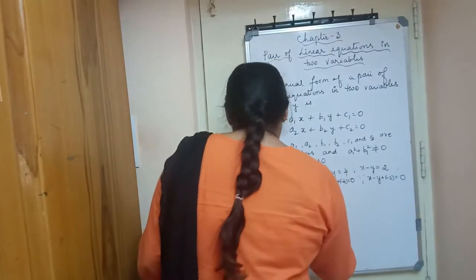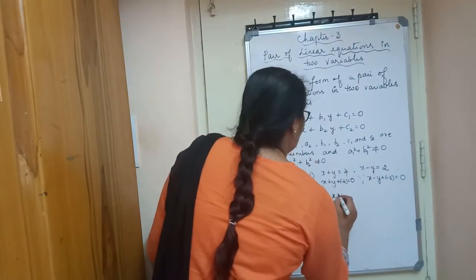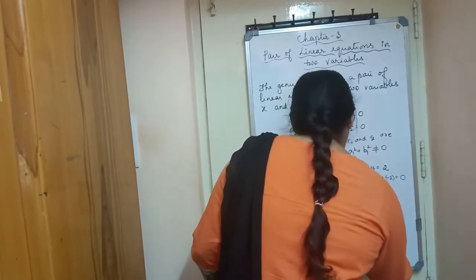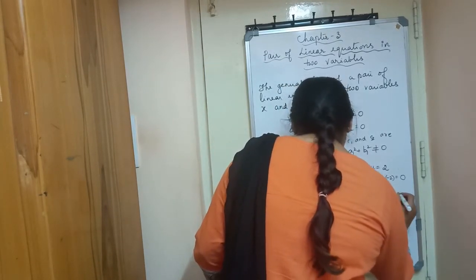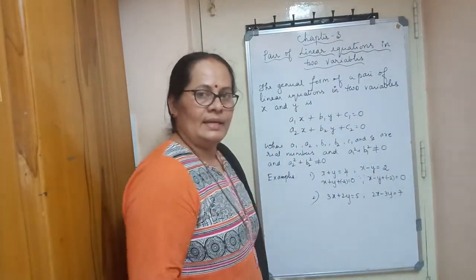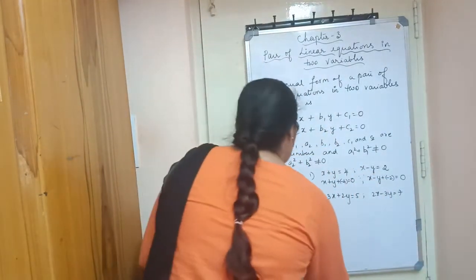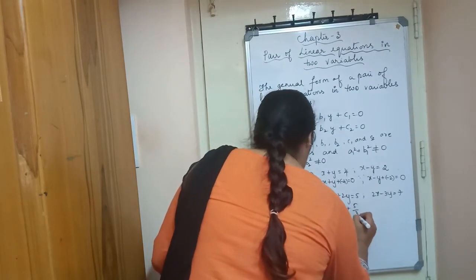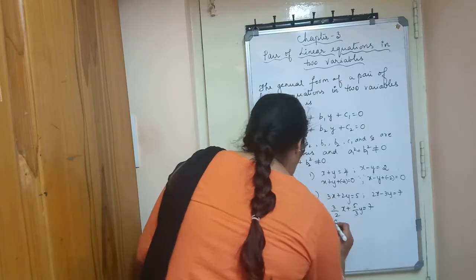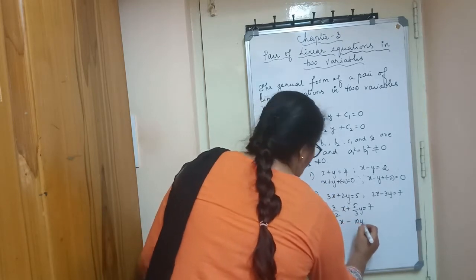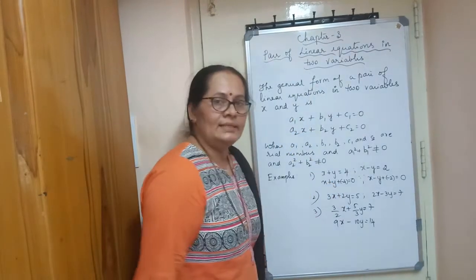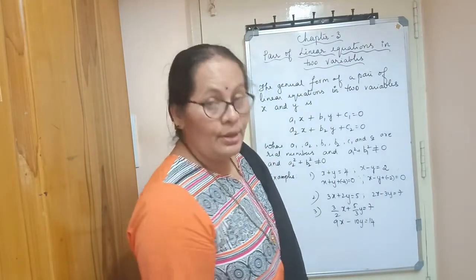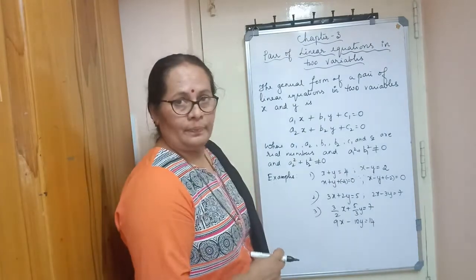One more example. 3x plus 2y equals 5 and 2x minus 3y equals 7 is another example. Third example: 3 by 2 x plus 5 by 3 y equals 7, and 9x minus 10y equals 14. So, these are examples for pair of linear equations in two variables.